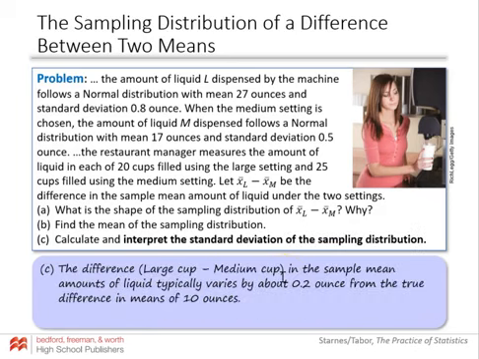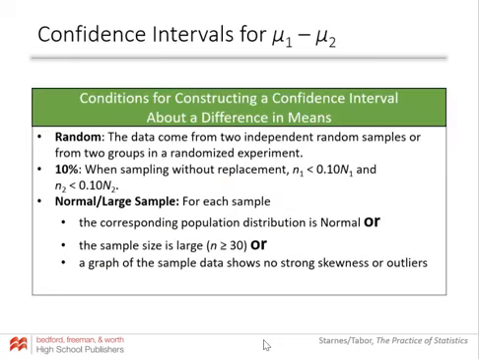Okay, the interpretation is just going to be like what we've been doing all year. So the difference, and again, indicate the direction of the subtraction, in the sample mean amounts of liquid typically varies by, give our standard deviation of 0.2, from the true difference of 10, which is the mean of our sampling distribution.